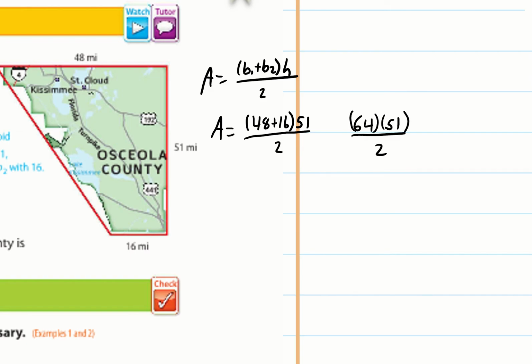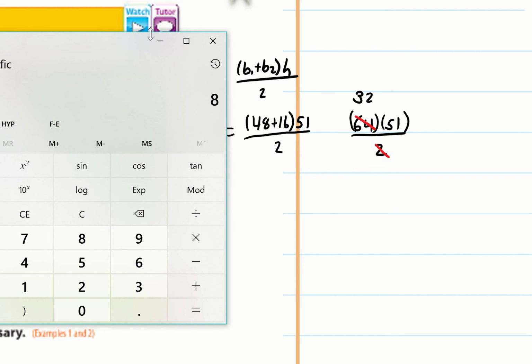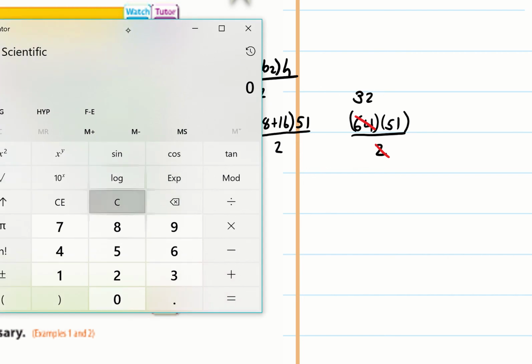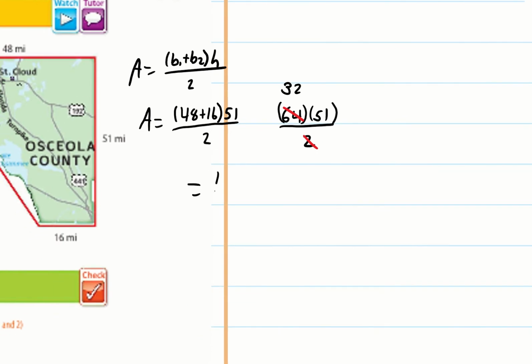Now my 64 and my 2 can simplify, so that's going to become a 32. So now I'm left with 32 times 51. 32 times 51. So I get 1,632 miles squared.